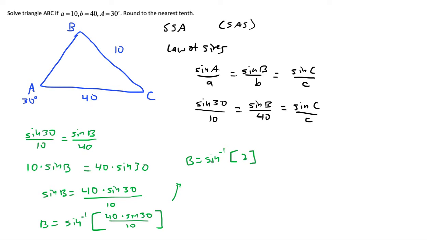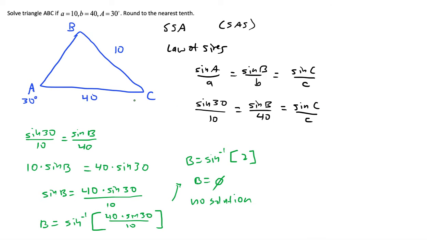But what happens when you put this in your calculator? Sine inverse of 2. There's going to be an error. So what does that mean? It means that there's actually no triangle that can be made with these specific measurements. So the value of angle B cannot exist. There's going to be no solution here. We can't even solve for angle C or side c.